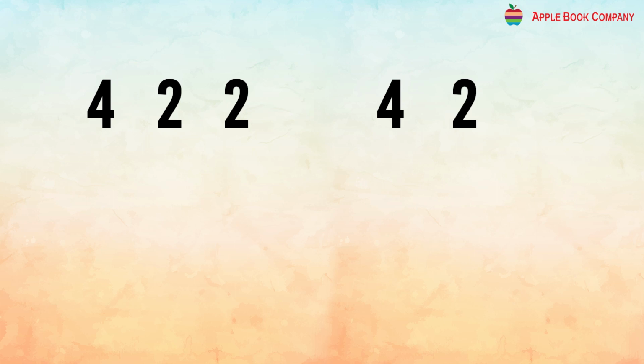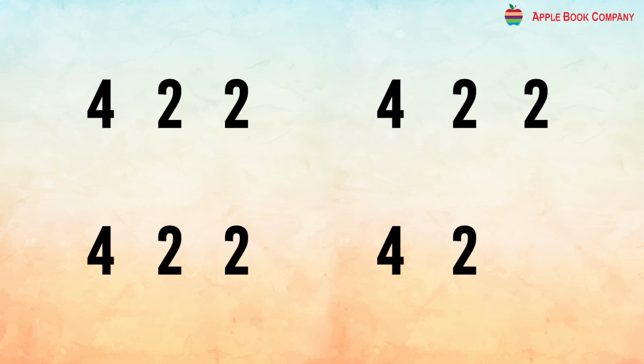Now, look at the number pattern. 4, 2, 2. 4, 2, 2. Here, 4 comes once, then 2 comes twice. Again, 4 comes once, then 2 comes twice, and so on. This also forms a pattern.